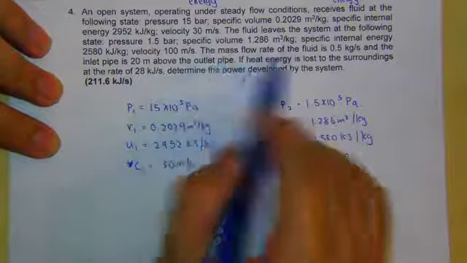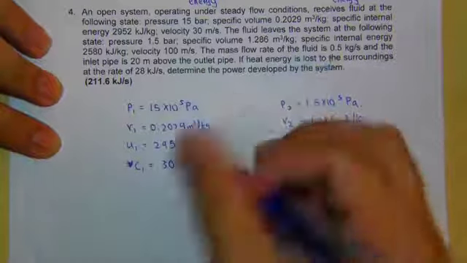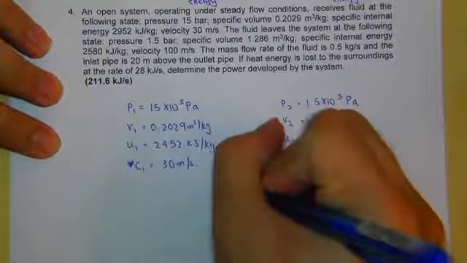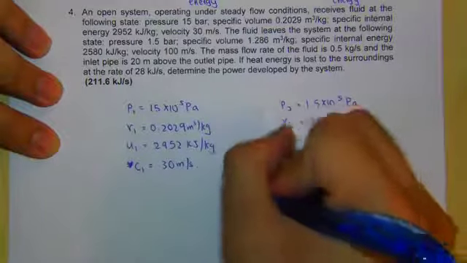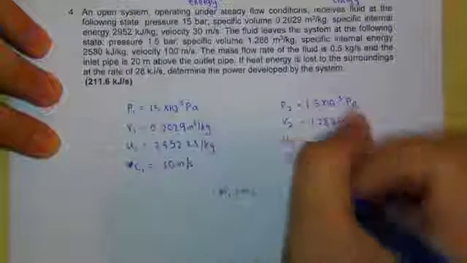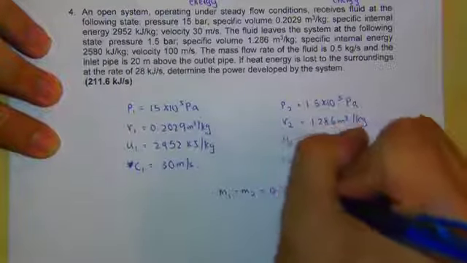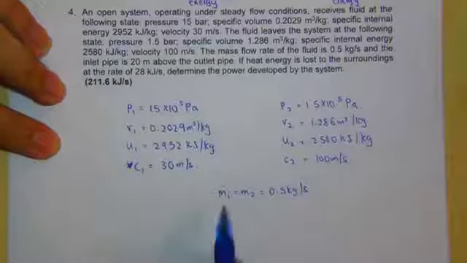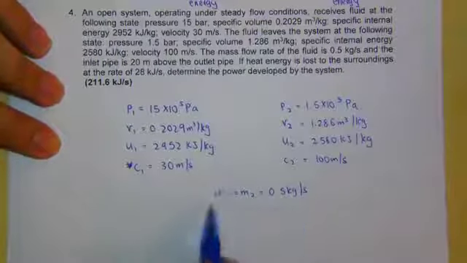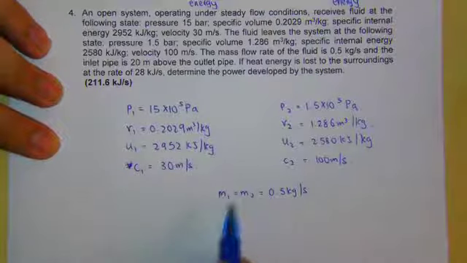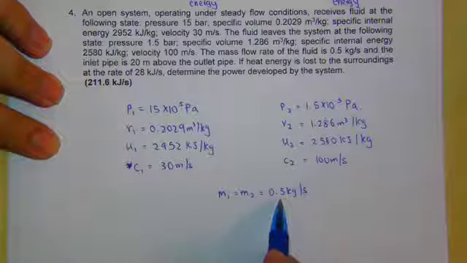So we know that mass flow rate is 0.5. Mass flow rate m dot 1 will be equal to m dot 2, which is equal to 0.5 kg per second. So this is the conservation of mass. Whatever goes in must come out. So both the inlet and outlet will experience 0.5 kg per second of fluid flow.